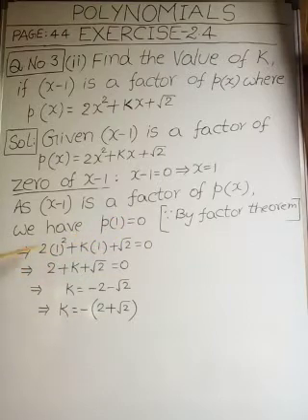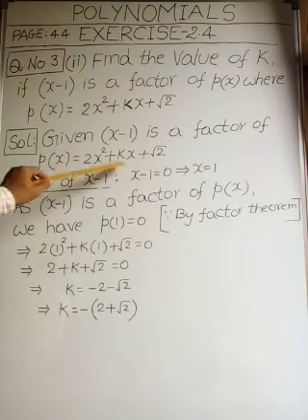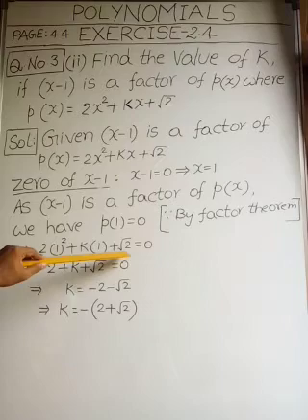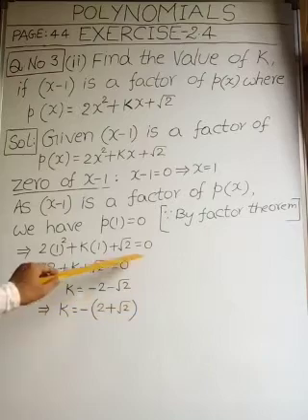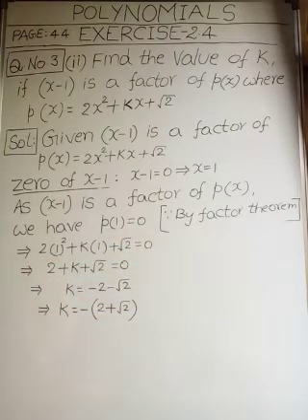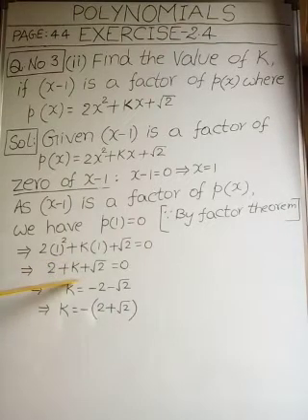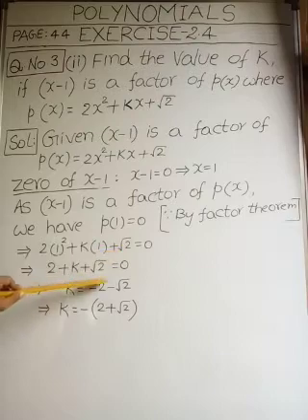Right. This implies in LHS p of 1. P of 1 means we have to replace x by 1. So 2 into 1 whole square plus k into 1 plus root 2. In LHS, we found p of 1 is equal to 0, and we write the RHS part as it is. Understood this step, my dear children? Right. So this is the first term, 2 into 1 whole square. What will you get here? 2 only. Plus k into 1, k only. Plus root 2 is equal to 0. Understood this step, my dear children?